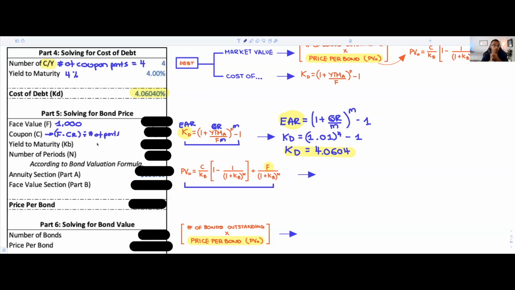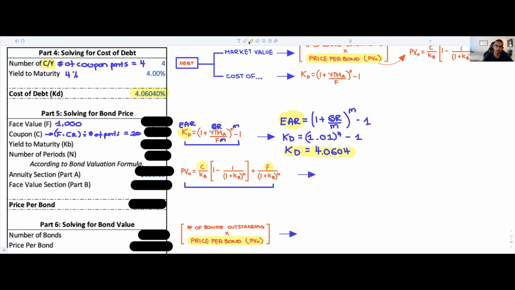In this case, we know that our face value is $1,000. And we know that our coupon rate in the question is 8%. So you're going to do 1,000 times 8%, so you get 80, divided by the number of payments, which is 4, and you're going to get 20. So we get 20 here. So we then have our C.